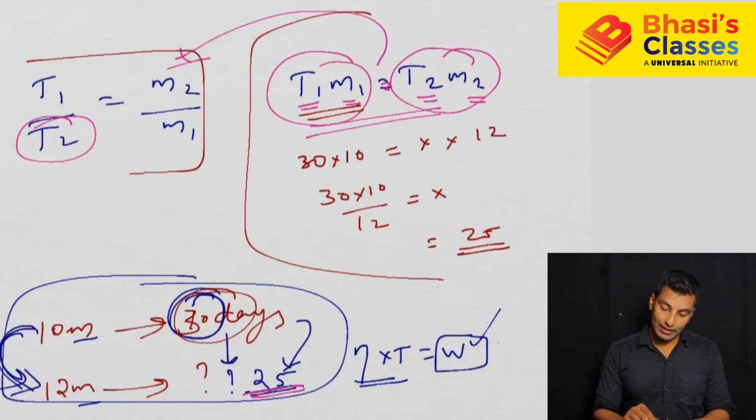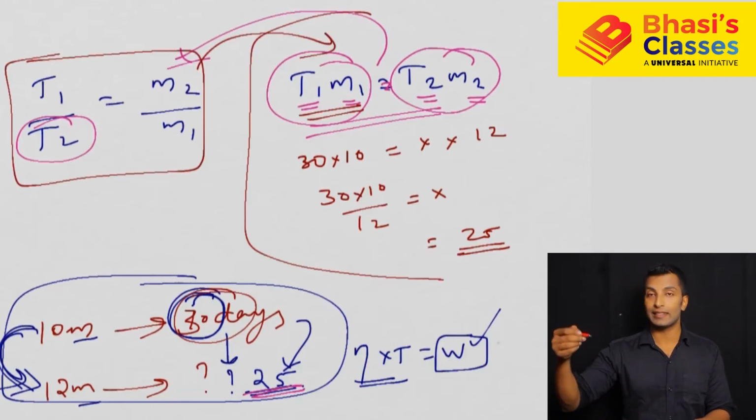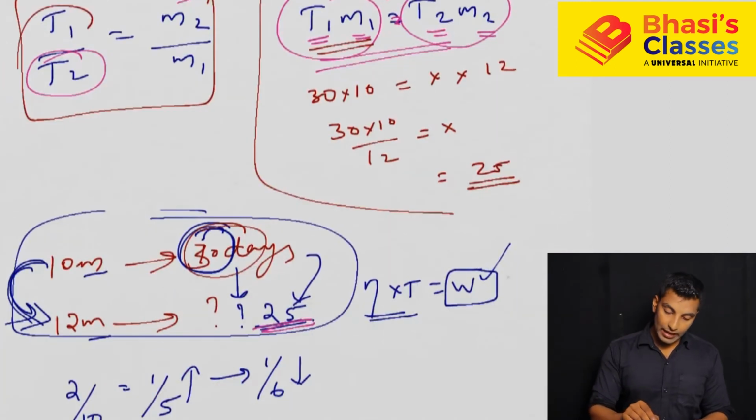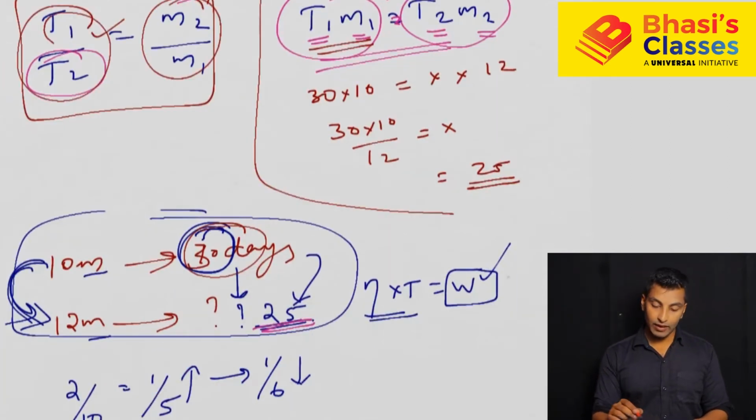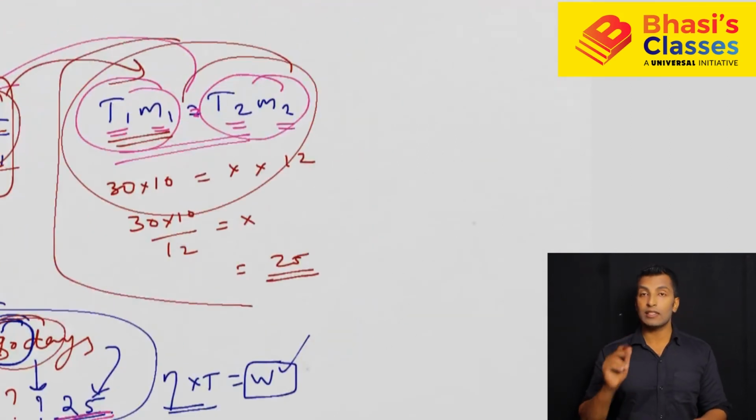Keep this aside. You will get the formula like this only. I want this for another discussion, another method. Here also you can substitute and get the answer. T1 is there, T2 is what you need to find out, M2 is there, M1 is there. You'll substitute and you'll get the answer 25. Now, let me come back to this. This is a concept that I need to discuss.